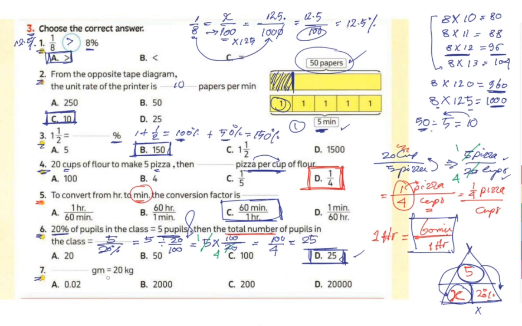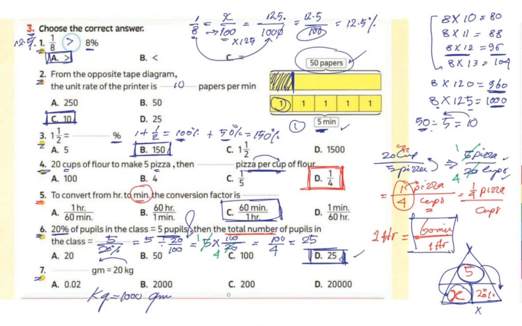Okay, last choose question. How many grams equals 20 kilogram? Yes, I need to convert from kilogram to grams. We know that kilogram equals 1000 gram.